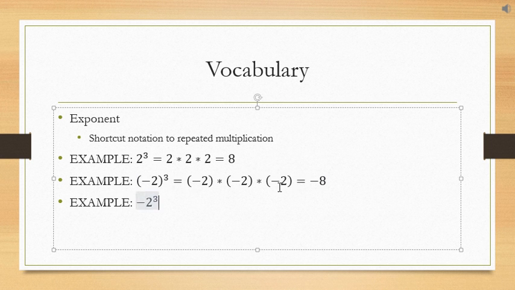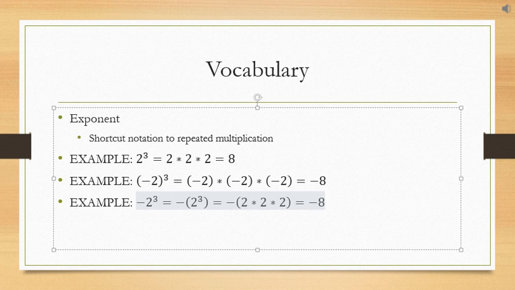Now here's where it gets funny. This is a little quirk of some of this exponent notation. This third example is not the same as the second example. The parentheses really do make a big difference. What this actually means is negative 2 to the third power, which, as we evaluated above, is negative 2 times 2 times 2, which is negative 8.